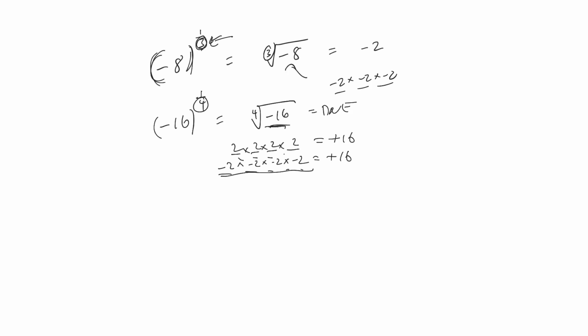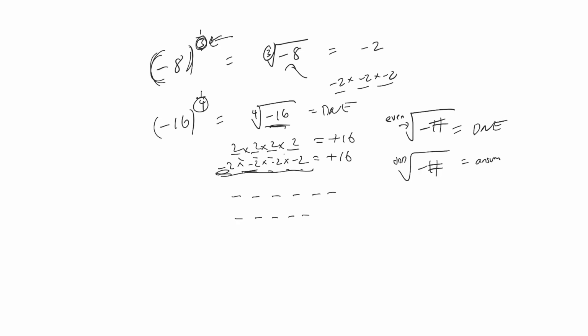To generalize a rule, when it comes to negative radicals, if you have a negative number inside and an even root, you're going to end up getting does not exist. However, if you have a negative number inside the radical and you have an odd root, you're going to get some sort of answer, because of the way signs work when multiplying negatives. If you multiply a negative number an odd number of times, you're going to get a negative number. But if you multiply a negative number an even number of times, you're going to get a positive number. So just be aware of the signs.